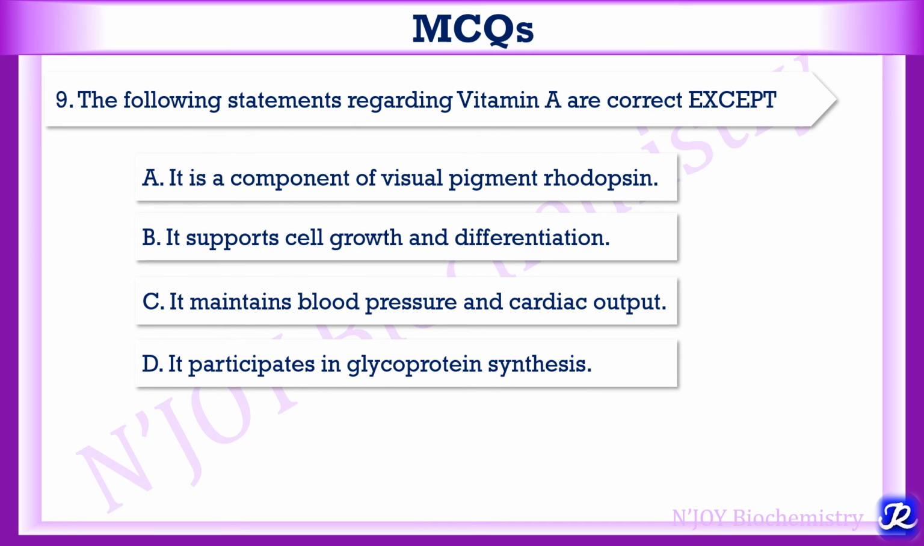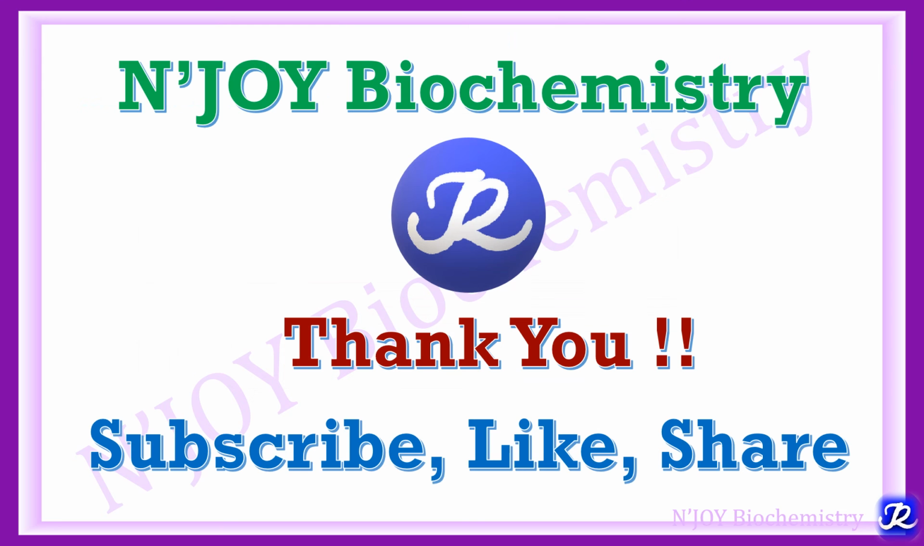The following statements regarding vitamin A are correct except: it is a component of the visual pigment rhodopsin. Yes, it is correct. It supports cell growth and differentiation. Correct statement. It maintains blood pressure and cardiac output. It is wrong. It participates in glycoprotein synthesis. It is correct. So here the answer is C. It maintains blood pressure and cardiac output, because vitamin A does not play this role.